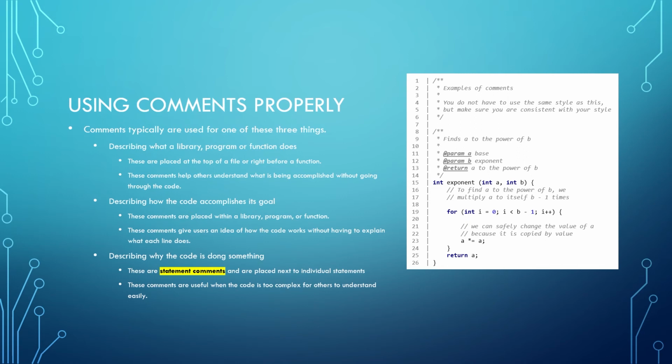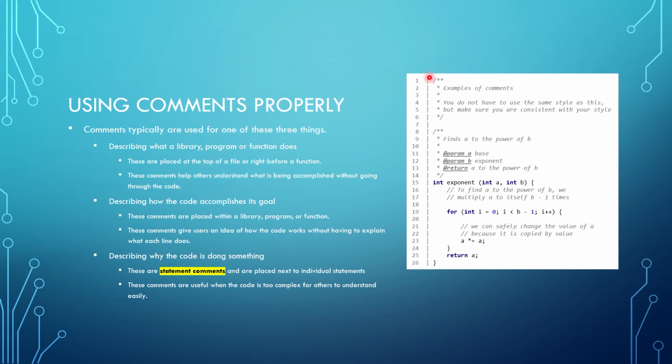Now comments are typically used for one of three things: describing what a library, program, or function does, describing how the code accomplishes its goal, and describing why the code is doing something. For the first type, these are placed at the top of a file, right before a function. These comments help others understand what is being accomplished without going through the code.